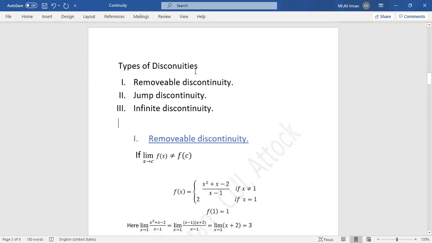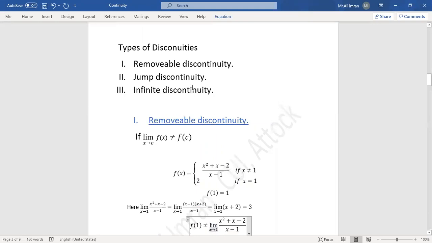Types of discontinuity. There are three types of discontinuities. First is removable discontinuity. Second is jump discontinuity. And third is infinite discontinuity. Now, I will give you the details of all three types. First type is removable discontinuity.